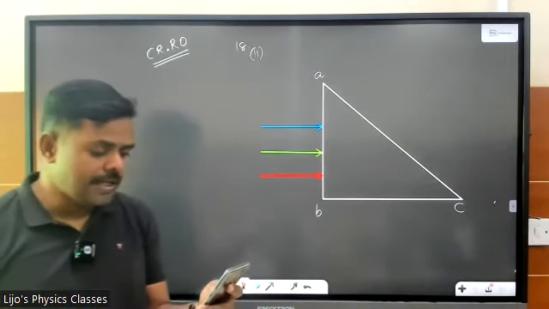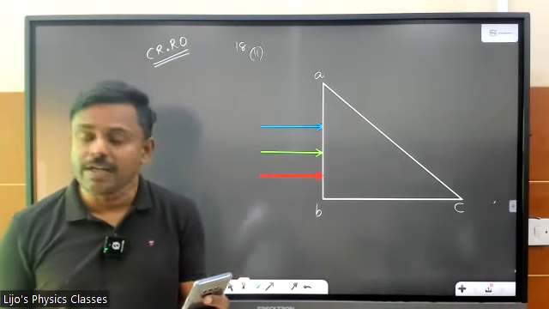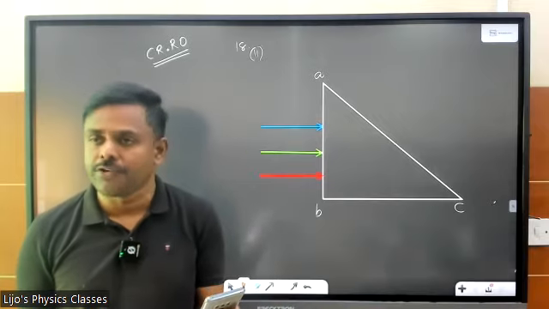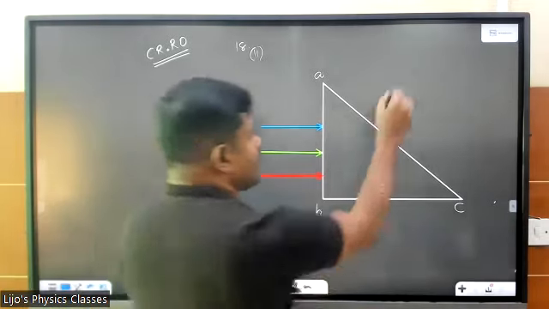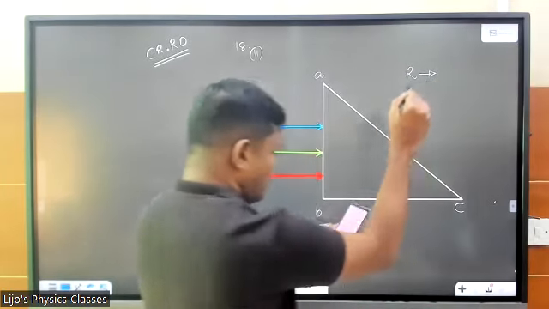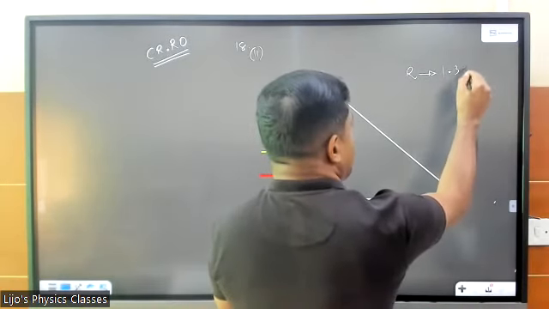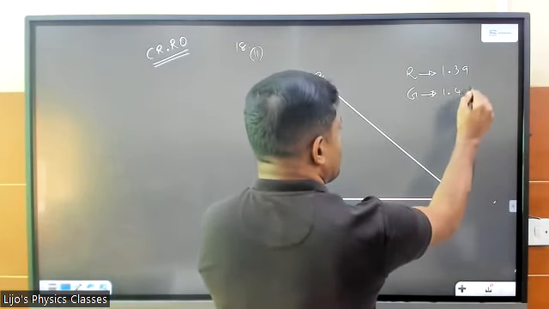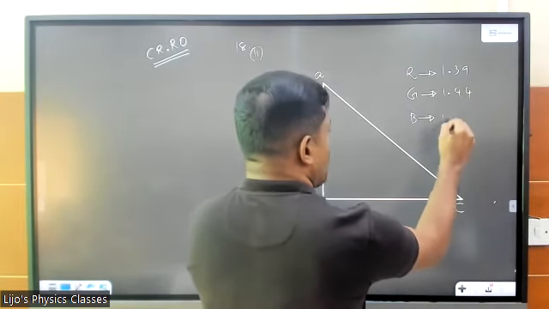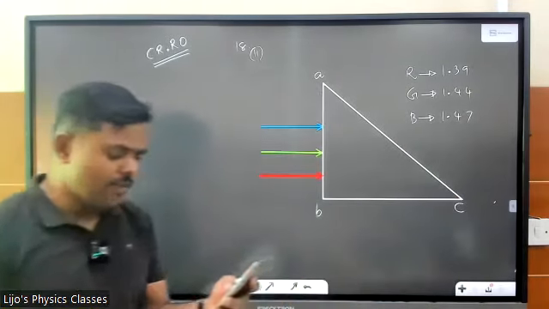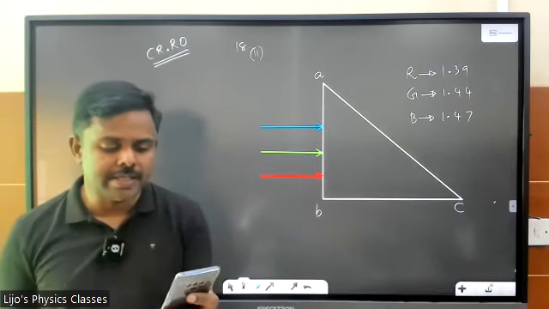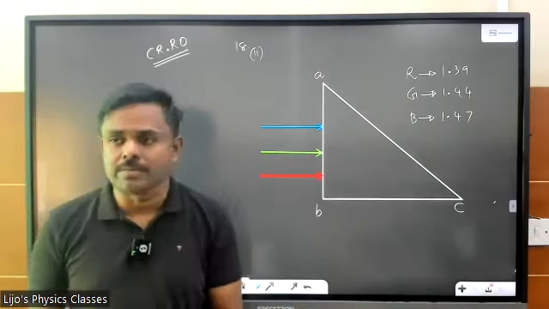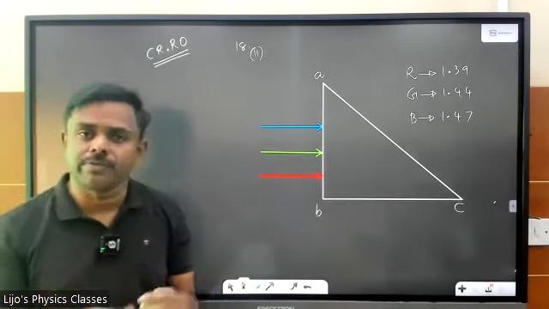The refractive indices of the material of the prism for red, green, and blue are 1.39, 1.44, and 1.47. They have given you the refractive indices: red is 1.39, green is 1.44, and blue is 1.47. And they're asking: trace the paths of these rays, reasoning out the difference in their behavior. I did this by another method earlier, but I'm trying another method this time. Using this method, we have done questions in the past.